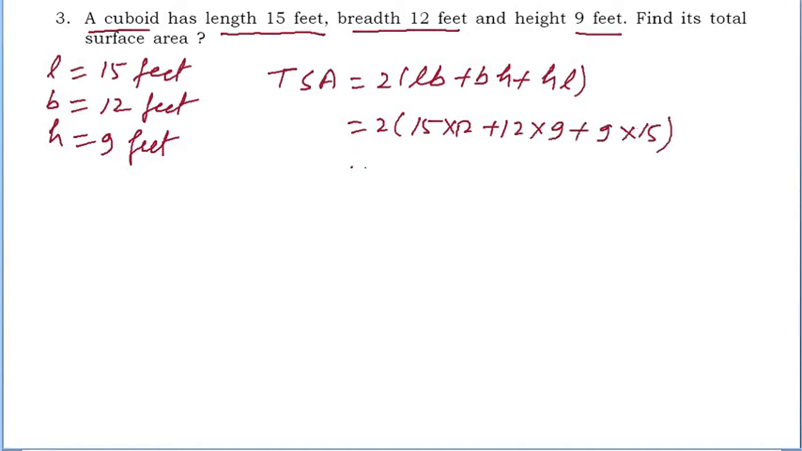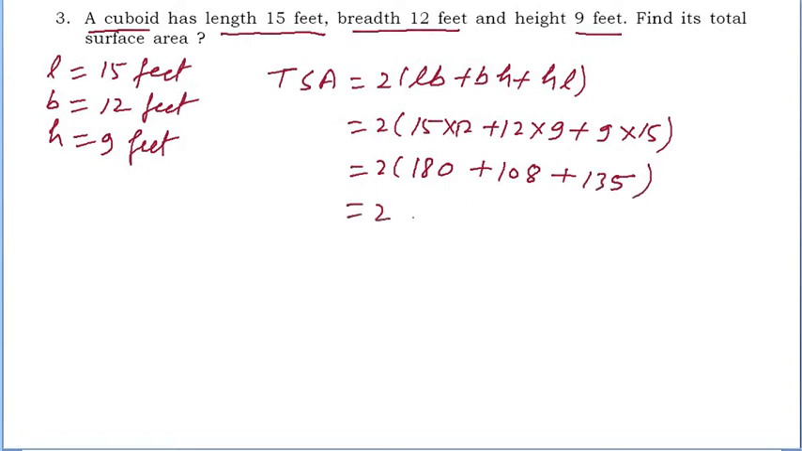So you can multiply this by 2. That is 15 into 12. How much? 15 2s are 30 and 15 1s are 15 and 3, that is 180. That is 9 into 12, 9 2s are 18 and 9 1s are 9 and 1, that is 108. And here is 5 9s are 45. So 5 here and 9 1, that is 9, and 4, that is 135.